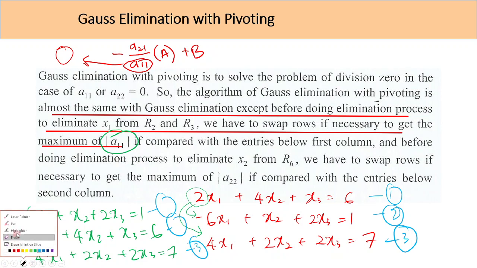Saya lebih prefer yang macam ni lah. Ni jadi 2, ni jadi 1. Saya lebih prefer macam ni lah. Okay, tapi you need to write mula-mula.